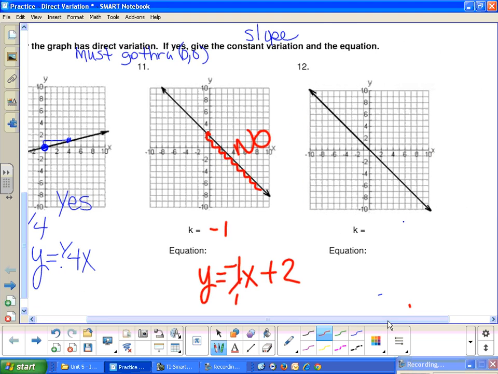So for 12, is this a direct variation? Yes. Crosses at the origin. What is my slope or my rate of change here? Still -1 over 1. So I write my equation, I have y equals -1x.